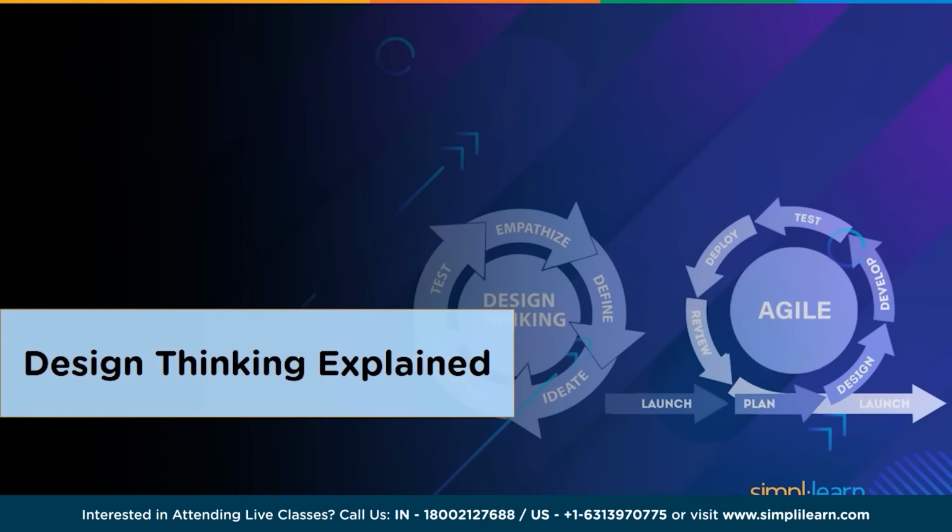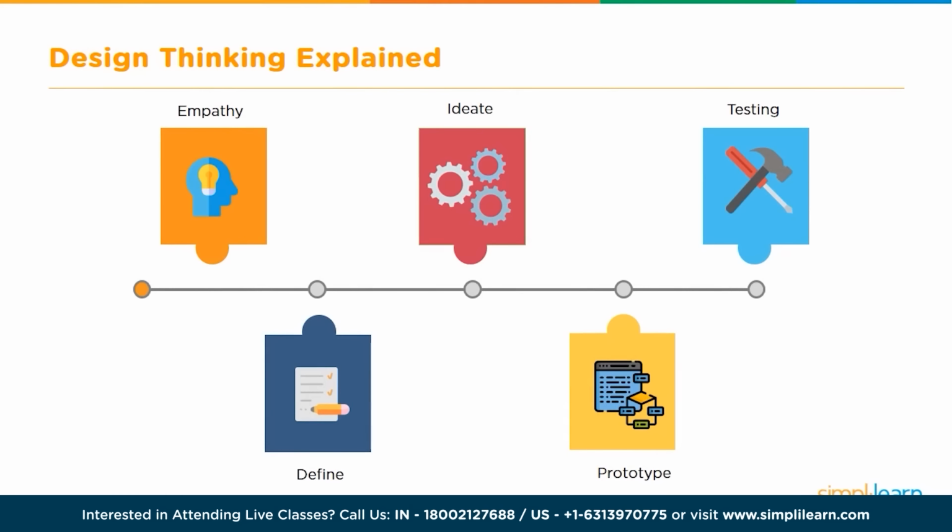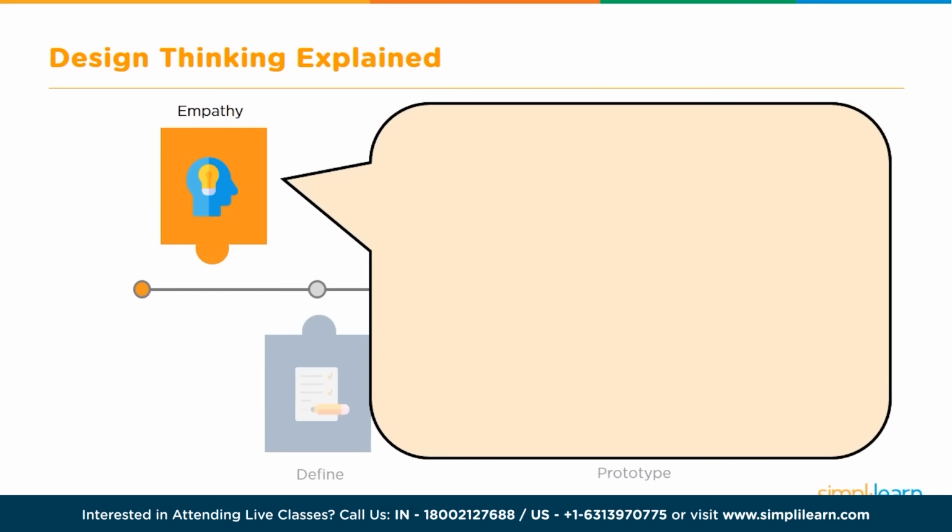Moving further, let us understand what is design thinking in detail. Design thinking requires designers to step into their customers' shoes and try to find a solution to their problem with empathy. The process also helps resolve user issues by redefining problems and providing the best solutions. Design thinking covers 5 stages. They are empathy, define, ideate, prototype, and testing. Let's talk about empathy first.